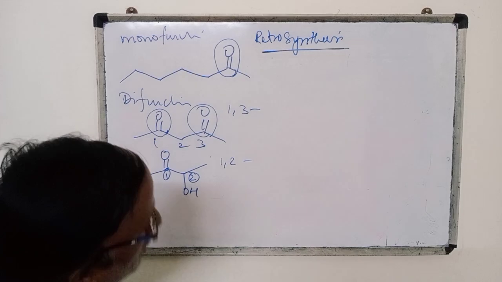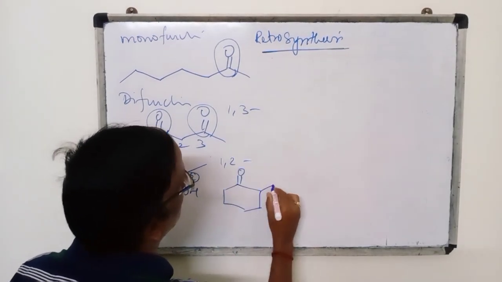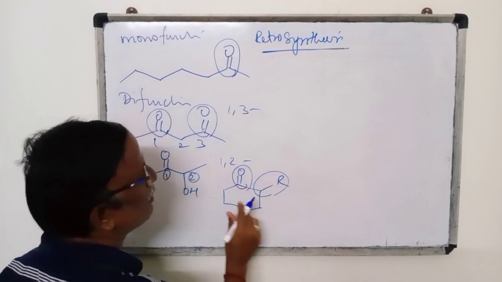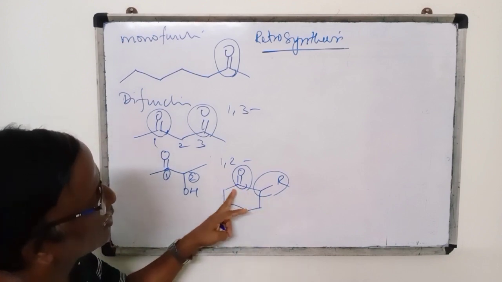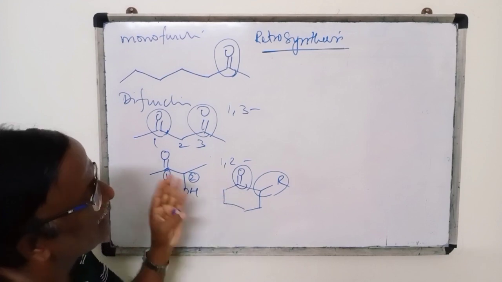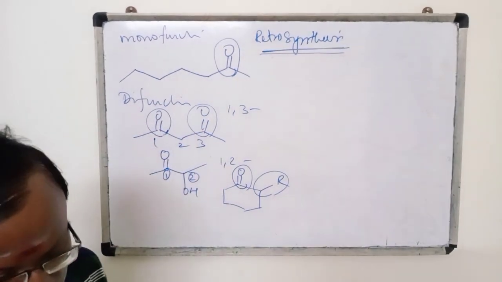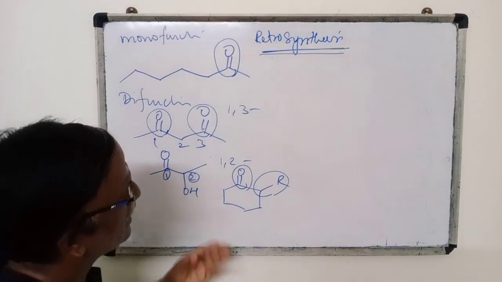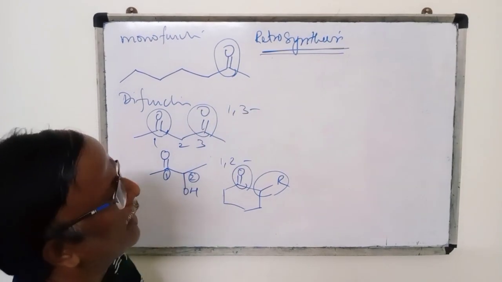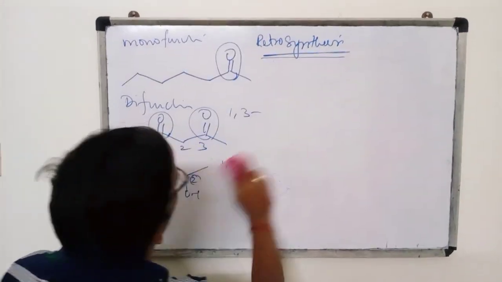Like this, I can have a cyclohexane ring kind of system with some R groups. So this is 1,2. You have to see the relationship between those two functional groups. If you have an analysis of that, it will be useful for you to propose a suitable retrosynthesis. Like this, I can have a variety of target molecules. I'm not going to discuss more about this.